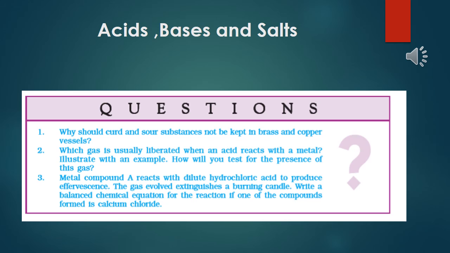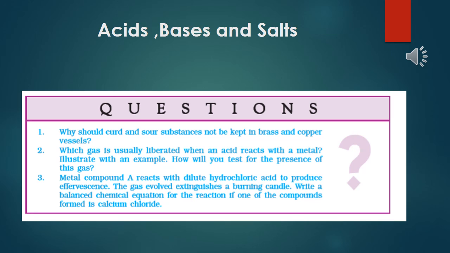Number 2 question. Which gas is usually liberated when an acid reacts with a metal? The answer is hydrogen. Illustrate with an example how you will test the presence of this gas. This thing we also discussed: if you bring a burning candle near this gas, and if it extinguishes with a pop sound, it means that it is hydrogen gas.